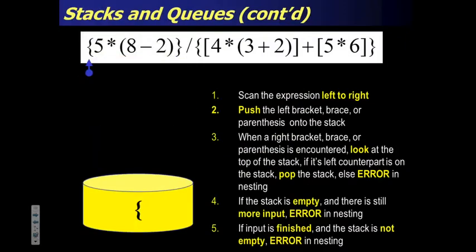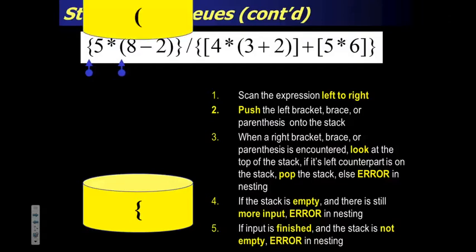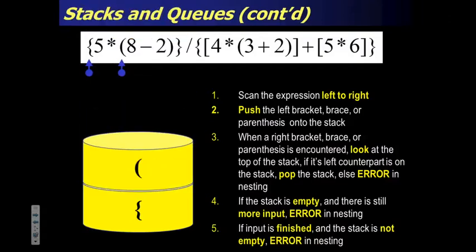Okay? Then my next character is a 5. I'm going to skip over that. And then an operation, multiplication. And then I encounter another opening bracket. So I put it on the stack. And then I encounter an 8 and a minus and a 2. And then I encounter a right bracket.